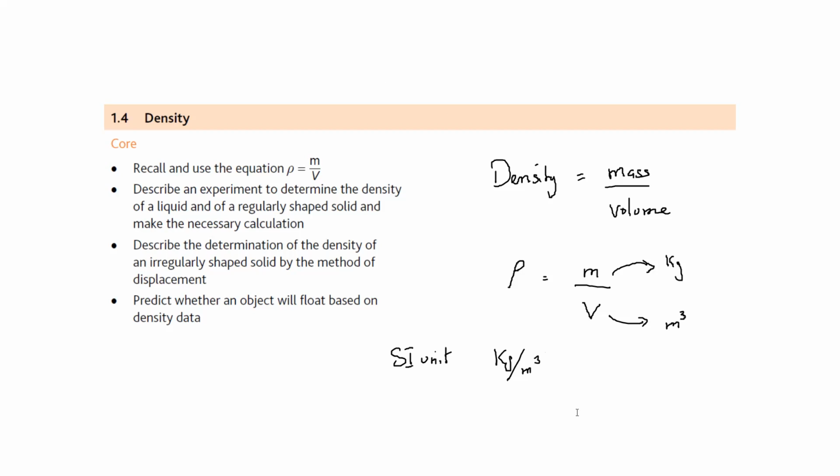Other units: because the mass can be in gram and volume can be in centimeter cube, other units can be gram per centimeter cube, gram per millimeter cube, or kilogram per centimeter cube. These units can be used, but the standard unit, the SI unit, is kilogram per meter cube.